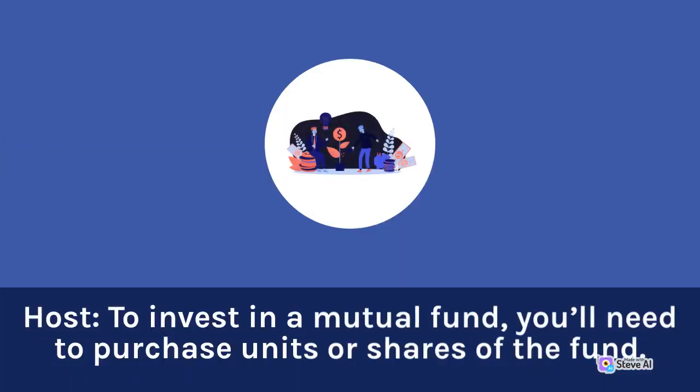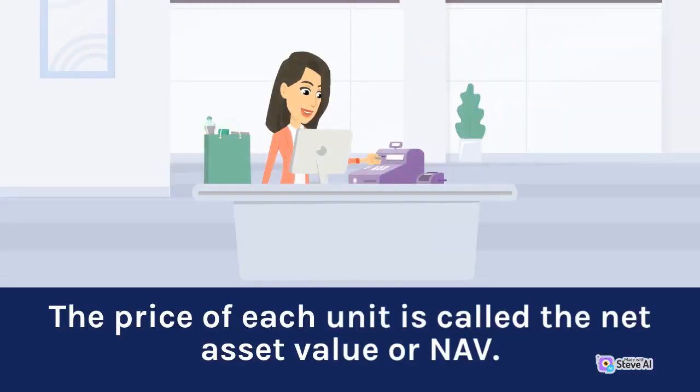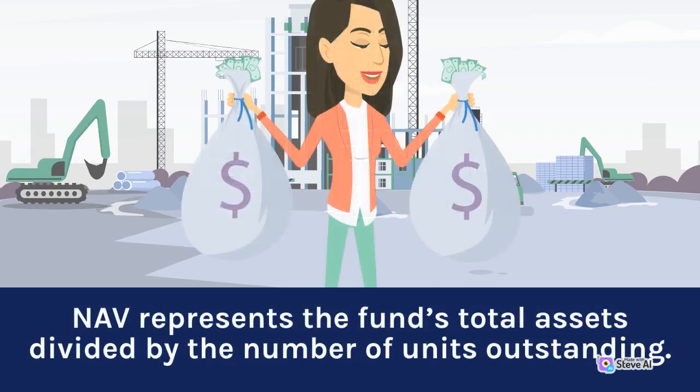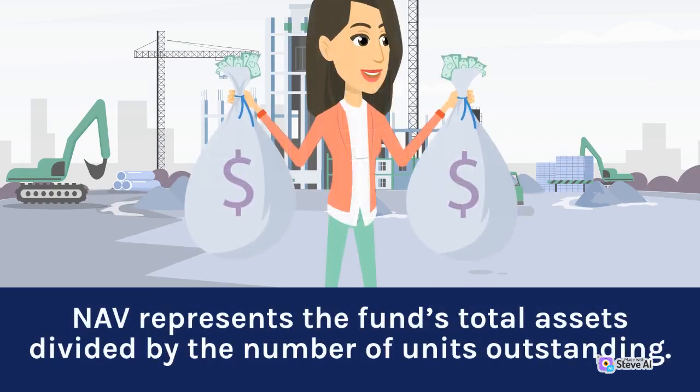To invest in a mutual fund, you'll need to purchase units or shares of the fund. The price of each unit is called the net asset value or NAV. NAV represents the fund's total assets divided by the number of units outstanding.